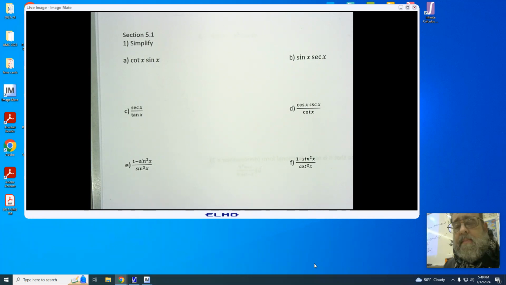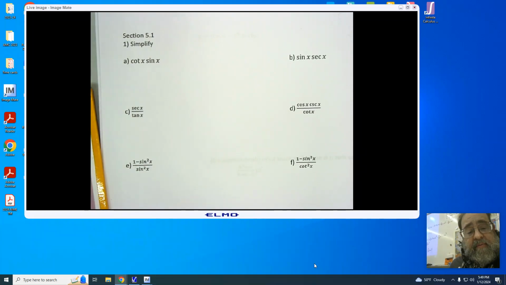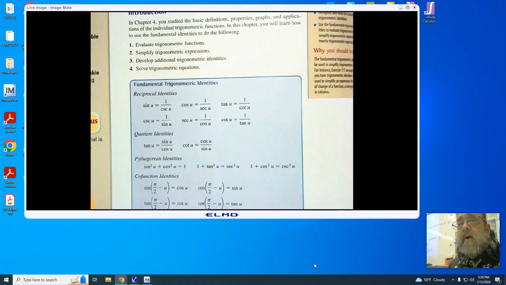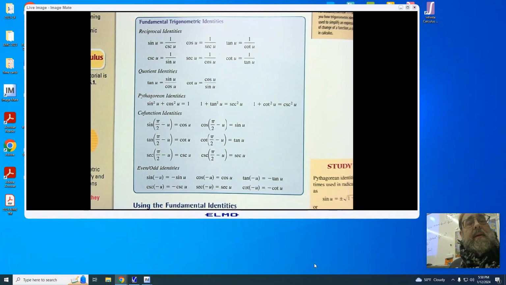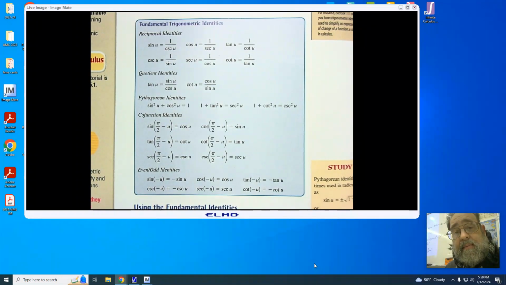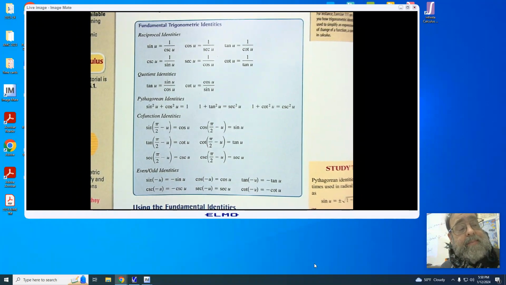So the whole idea behind this is that we have a whole bunch of fundamental identities. These were the identities that we saw just the other day. And if you've been following along with me, then you are probably well aware that these were in section 5.1 from our textbook, and I'm going to put them up right now. These identities are what we are going to be using in this activity and in our practice.